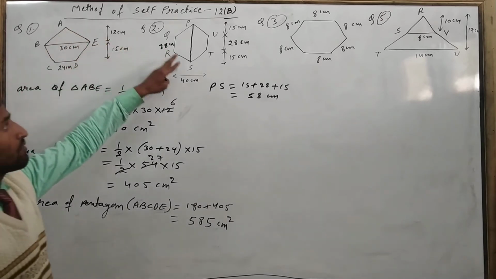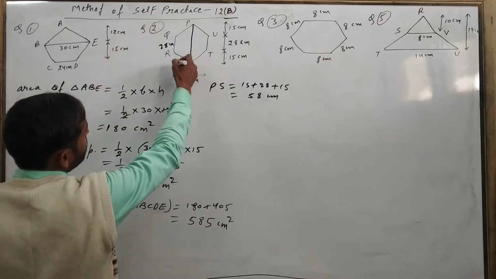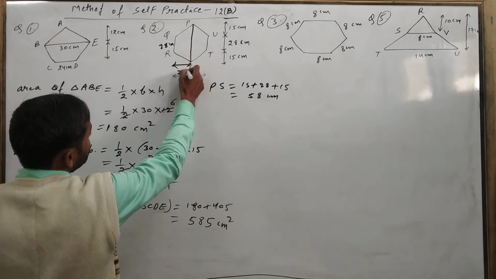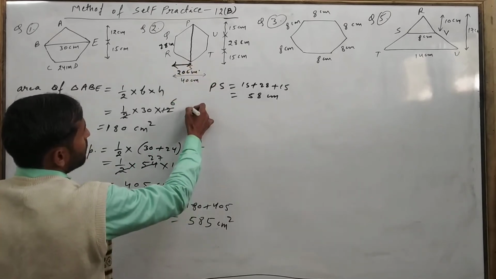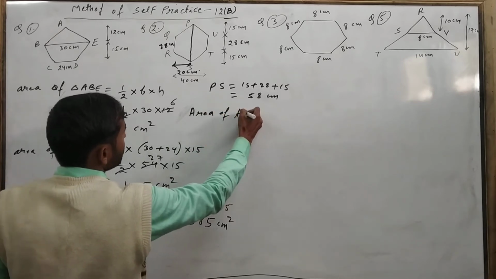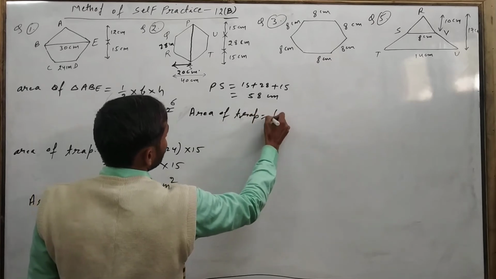After that, we also need the height. So here 40 total is given. We will divide by 2, means half. Then it will come 20 centimeter. Now we have to use the area of trapezium. Area of trapezium PQRS. Area of trapezium is equal to half into sum of parallel sides.